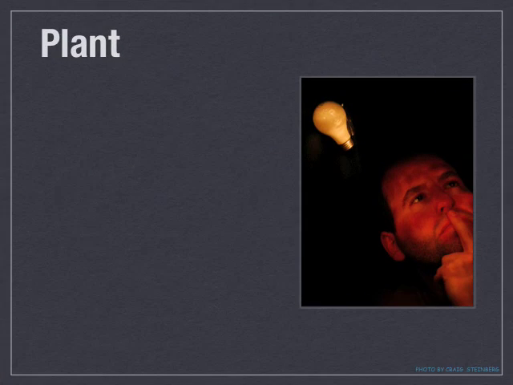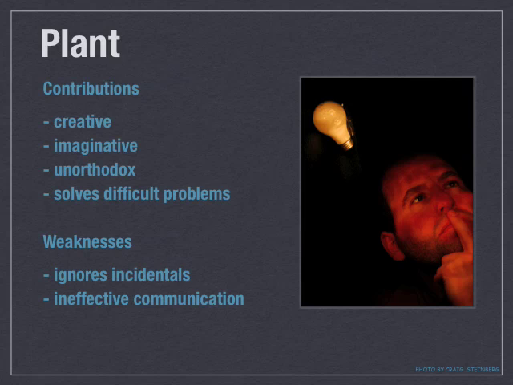Each role has a name and a symbol. The plant role is symbolised with a light bulb because it's the plant role in a team that comes up with lots of bright ideas. Each role has contributions that they bring to the team, as well as some weaknesses. Here you can see the plant's contributions.